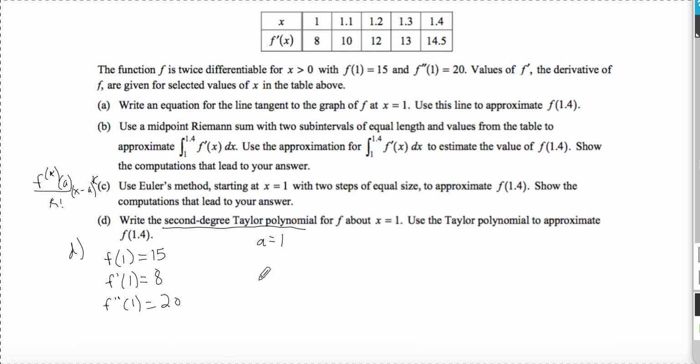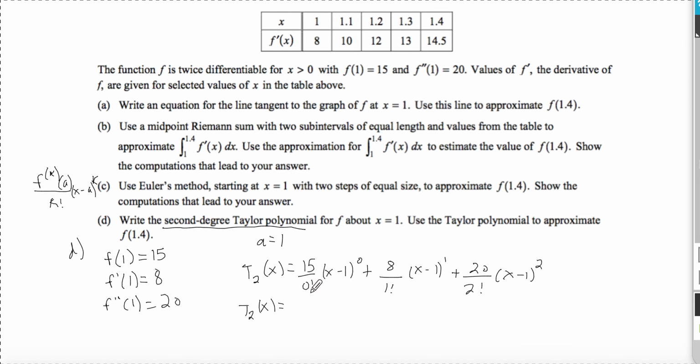Now I can write out my second degree Taylor polynomial. You can call it p sub 2 or t sub 2 or whatever. T sub 2 of x is going to be 15 over 0 factorial x minus 1 to the 0 plus 8 over 1 factorial x minus 1, that's my a value, to the first power because I'm in my first derivative, plus 20 over 2 factorial x minus 1 squared. There is my Taylor polynomial. You don't have to simplify it. It will help, at least just visually though.